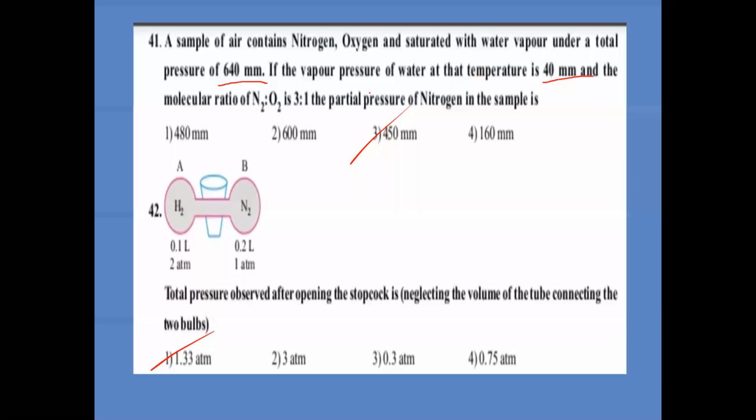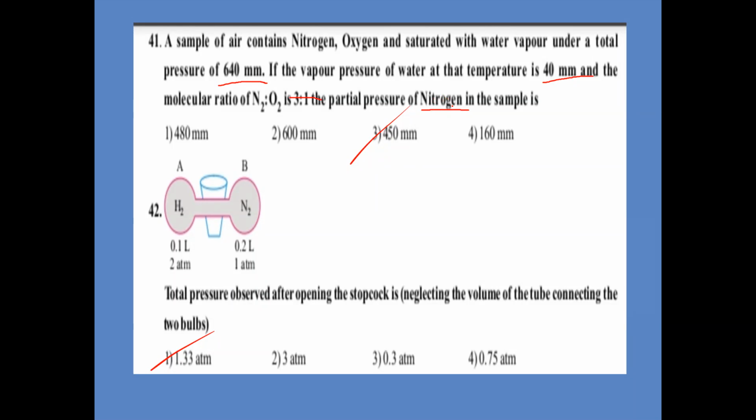40 mm. And the molecular ratio of N2 and O2 is given as 3:1. That means 3:1 is the molar ratio. So the molar ratio is given, and the partial pressure of nitrogen is asked to be calculated. What is the formula for the partial pressure of nitrogen gas? Partial pressure is equal to mole fraction times total pressure. Partial pressure of nitrogen is the mole fraction of nitrogen times total pressure.